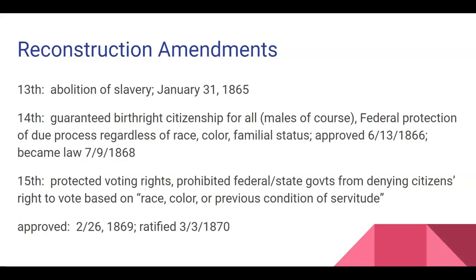The 15th Amendment protected voting rights for men only, of course, because women did not vote. It prohibited federal and state governments from denying citizens' right to vote based on race, color, or previous condition of servitude, which included all of the freed and enslaved people. If you didn't put in previous servitude, that could mean that the former slaves were not allowed to vote. So it was approved in 1869, ratified in 1870.